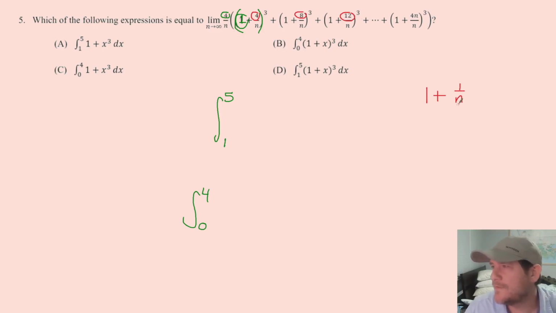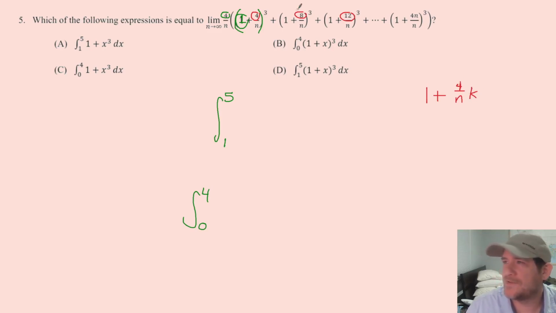Oh no, well it never would have been that anyway. It would have been, sorry, I'm kind of freezing up here. 4, right? The width of our interval is 4, so it would have been the 4 over n times k.